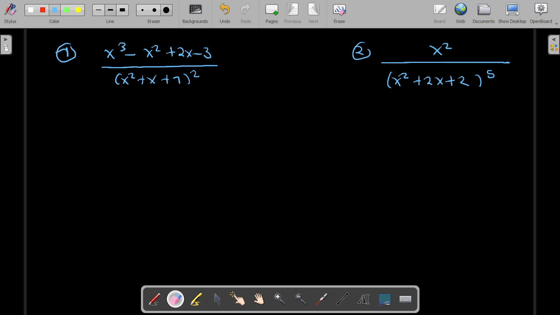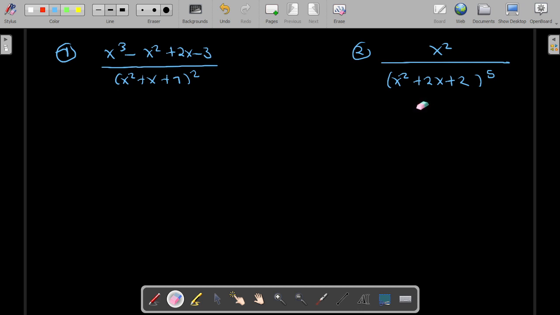So in today's video we want to look at how we can decompose these two complicated rational fractions. Now I'm saying complicated because I'm looking at the denominator, right? So we want to see how we can decompose these two rational fractions. Now the denominator here is (x squared plus x plus 1) raised to the power 2, and then here we have (x squared plus 2x plus 2) raised to the power 5. Now this is going to take you a lot of time if you are going to apply the traditional methods.